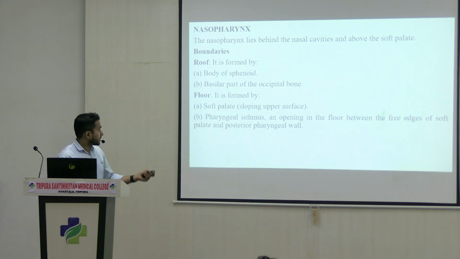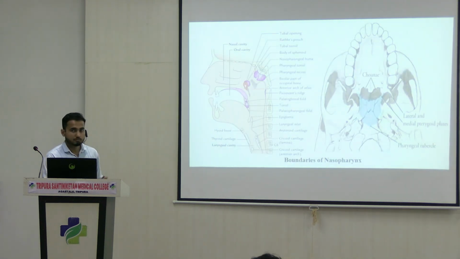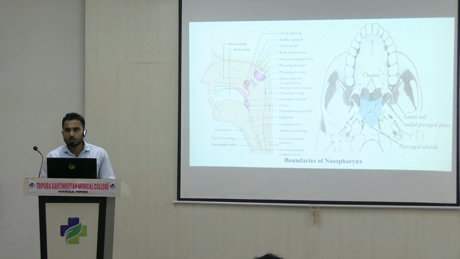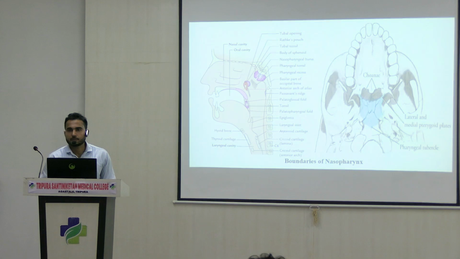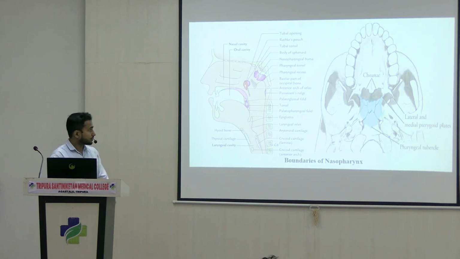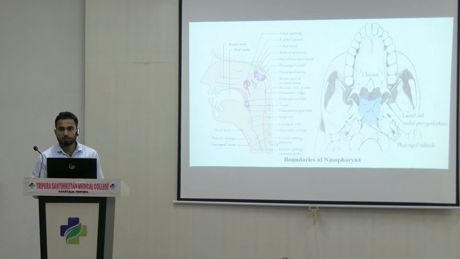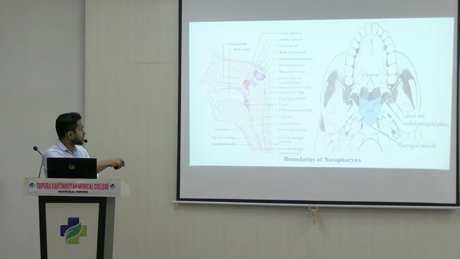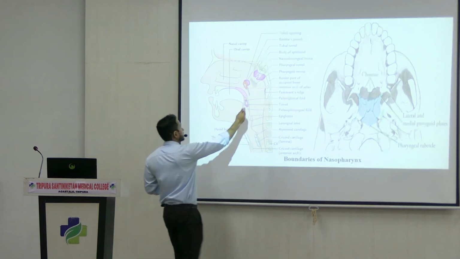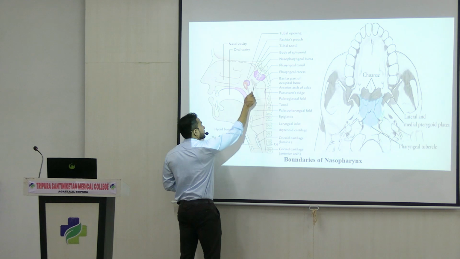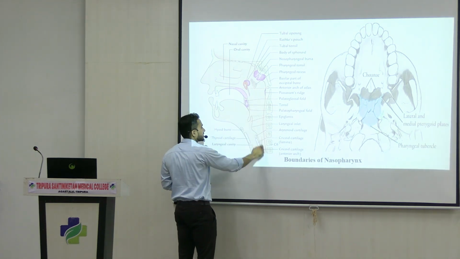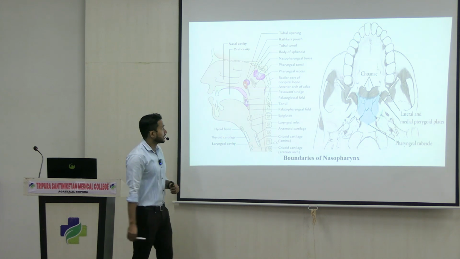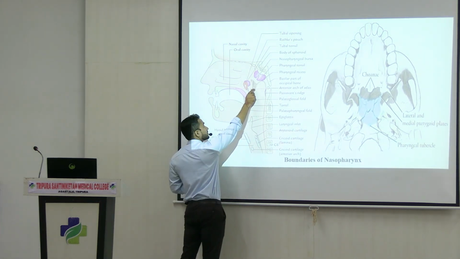Now here also you can see the boundaries. First let me show you the diagram. Can you see the nasopharynx? This is the sagittal section of the neck, extending from the upper part. This particular part is the nasopharynx, this particular part is the oropharynx, and this is the laryngopharynx. Now I will request everyone to please concentrate over here.